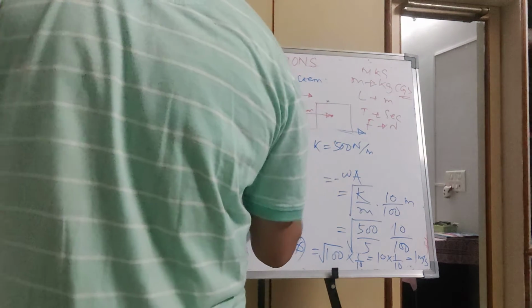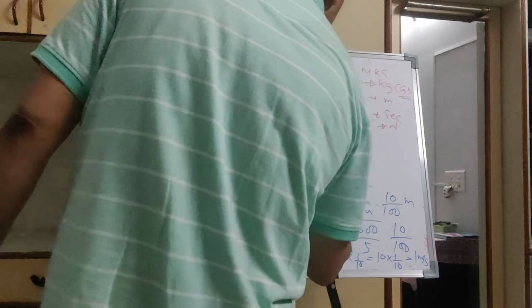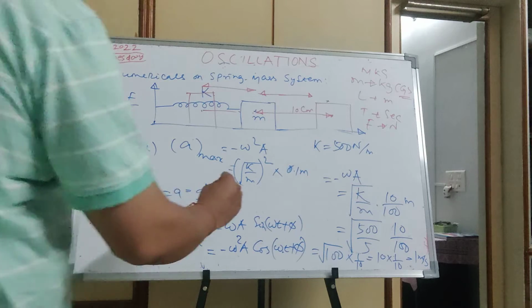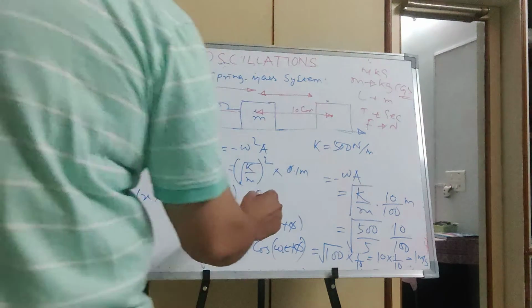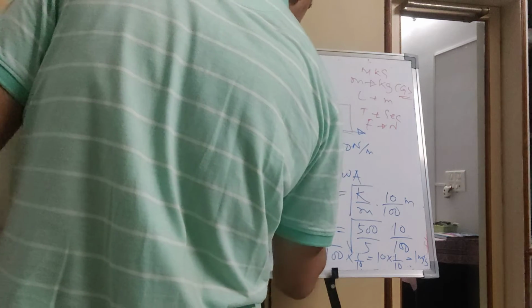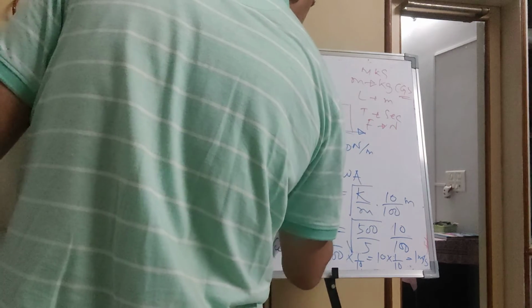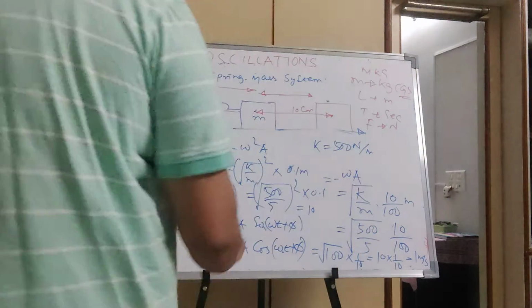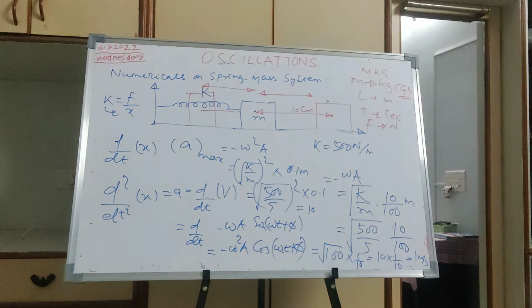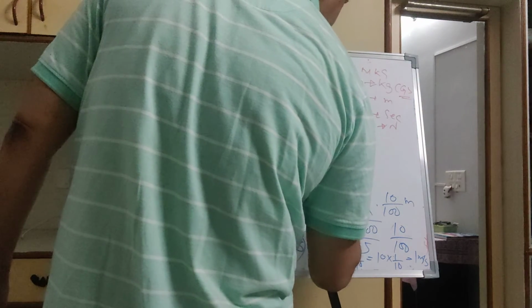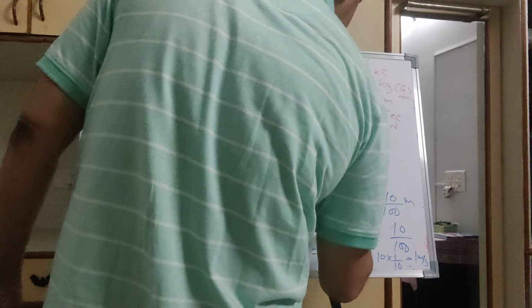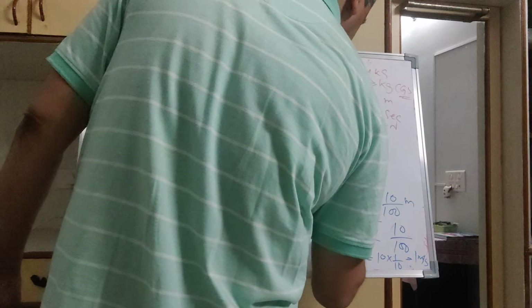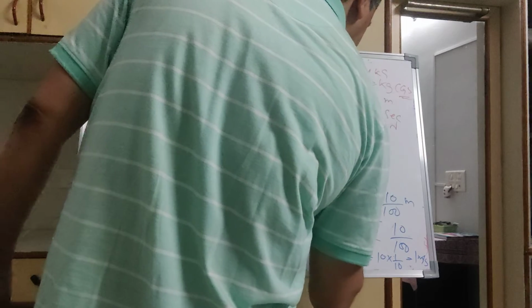Okay, and then your amplitude is 10 centimeter, which is nothing but 0.1 meter. So your k by m is nothing but 500 by 5, square root, squared, into 0.1. Right, so this becomes 500 by 5 is 100, square root is 10. 10 square into 0.1, so 100 into 0.1. That means it is 10 meter per second square.